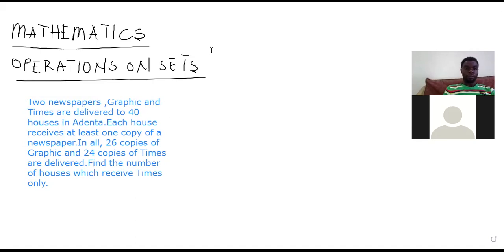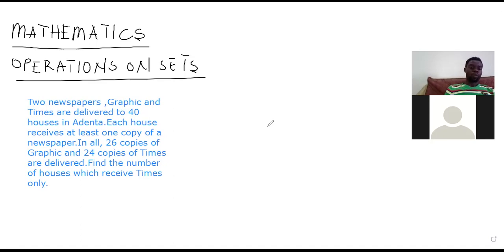Okay. Two newspapers, Graphic and Times, are delivered to 40 houses in Adenta. Each house receives at least one copy of a newspaper. In all, 26 copies of Graphic and 24 copies of Times are delivered. Find the number of houses which receive Times only.